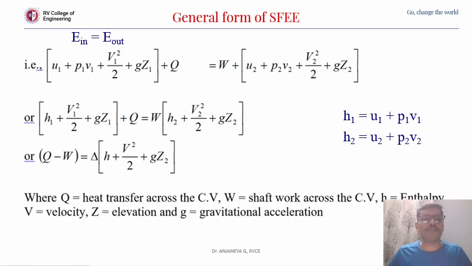Basically the equation consists of energy in is equal to energy out, which is written as U1 plus P1 V1 plus V1 square by 2 plus g Z1 plus Q is equal to W plus U2 plus P2 V2 plus V2 square by 2 plus g Z2. U1 plus P1 V1 can be replaced as H1, and similarly U2 plus P2 V2 can be replaced as H2. The equation can be rearranged in terms of Q minus W as delta H plus delta V square by 2 plus g delta Z.